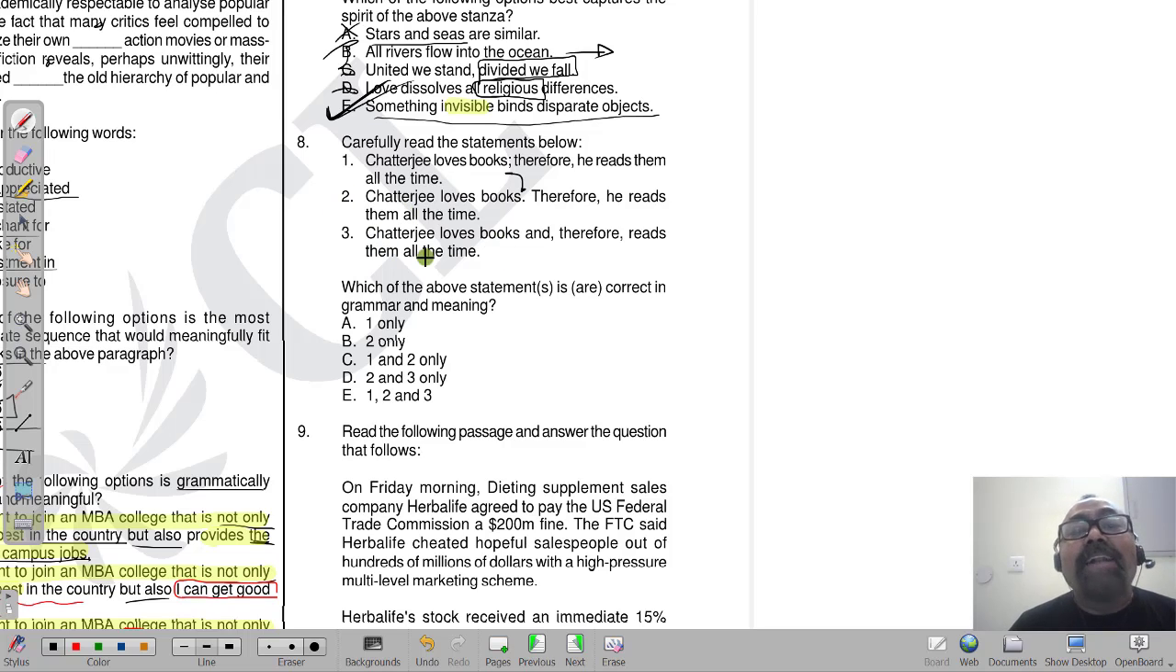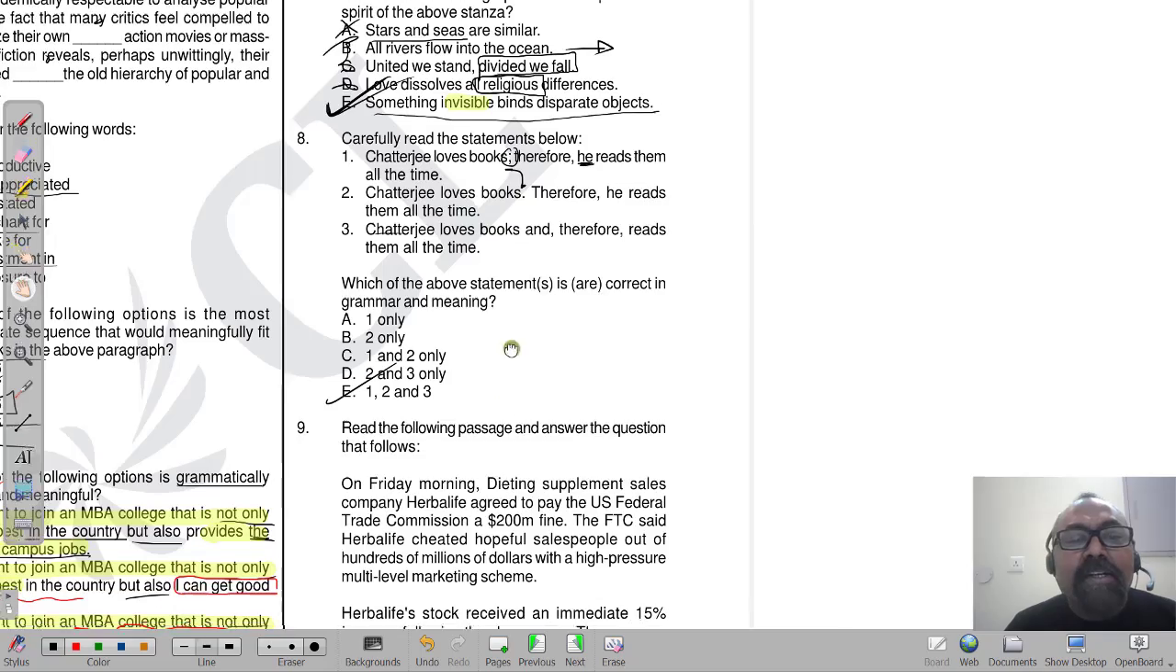Chatterjee loves books and, comma, therefore, comma, reads them all the time. That's fine. When we actually create this, you have to use a pronoun there to show that it is being connected. Here the pronoun is not required. Chatterjee loves books and therefore reads them all the time. Chatterjee loves books and reads them. So obviously this is connected to loving books. Chatterjee is singular as a person type. Okay, everything is fine. 1, 2, and 3, ladies and gentlemen.